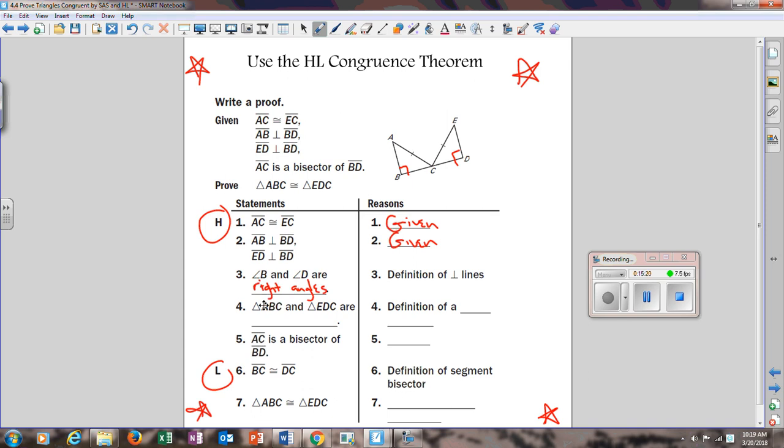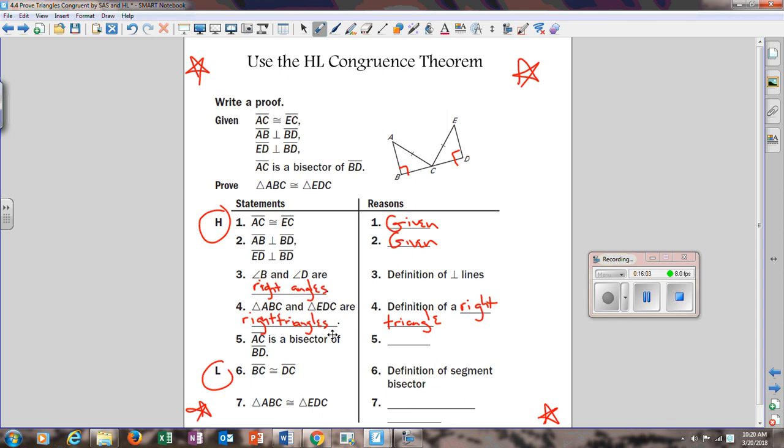Okay, now that we know that they're right angles, we know that hypotenuse leg is a possibility. Triangle ABC and triangle EDC, ABC and EDC are right triangles. And that's by definition of a right triangle. A right triangle has to have a right angle in it. It's mind-blowing.